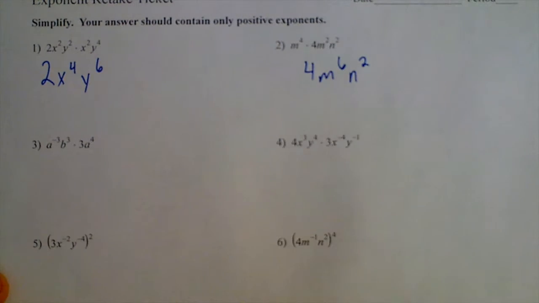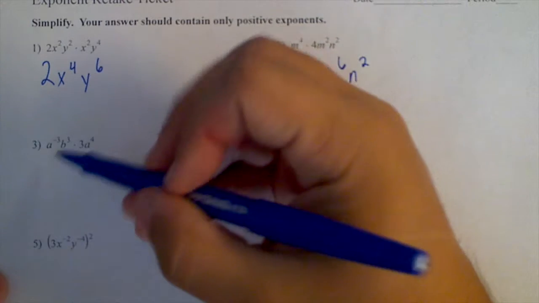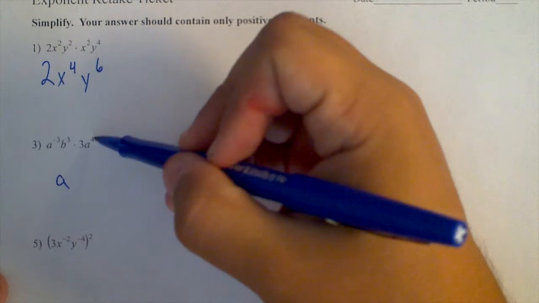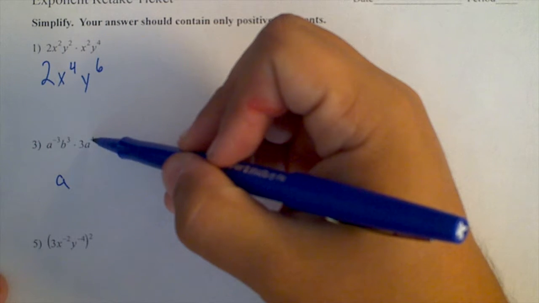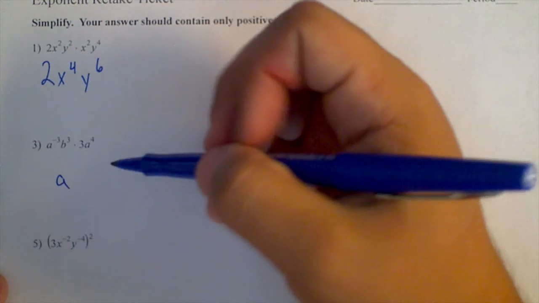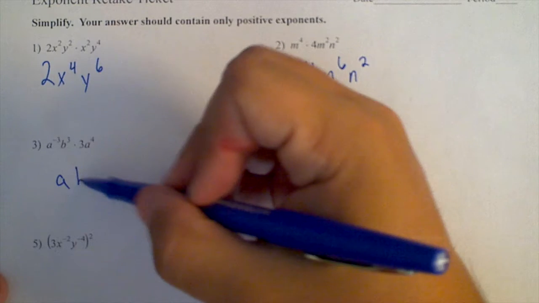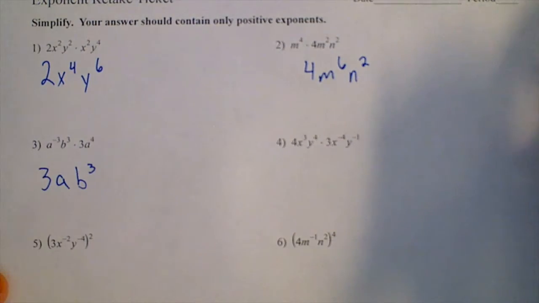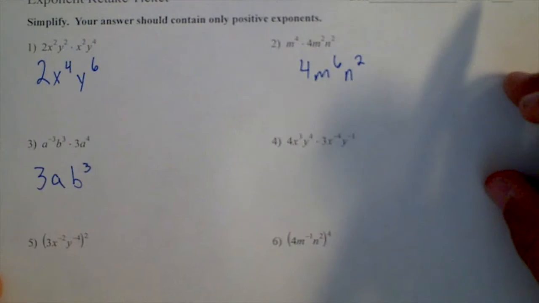3, we introduce negative exponents. So the a's will keep the base and we add the exponents. Negative 3 plus 4 is 1. So a to the first power we can just leave as a. B to the third doesn't combine with anything, and 3 doesn't combine with anything. So 3a, b to the third.